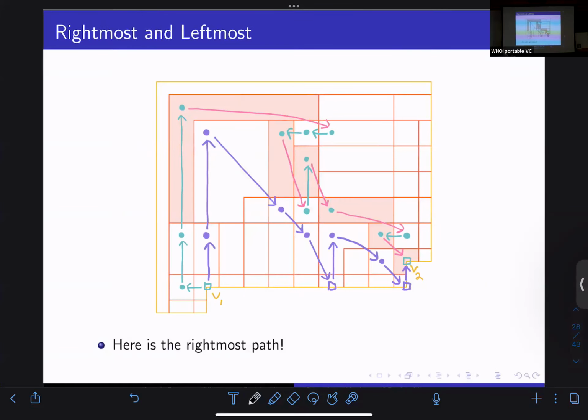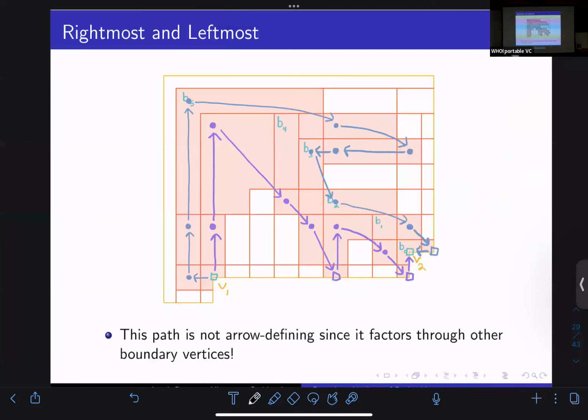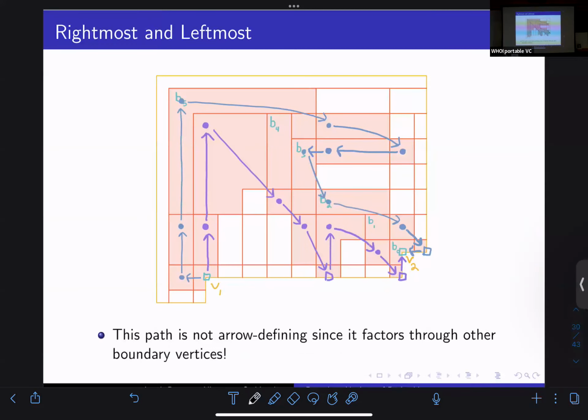That's much prettier. This is a rightmost path. And what that means is that any minimal path from V1 to V2 is going to be to the left of this path. I can do essentially the same thing and get a leftmost path. If I draw both of these, this means that the vertices that a minimal path from V1 to V2 could possibly factor through are just the vertices between these paths. And so I color in all these boxes.